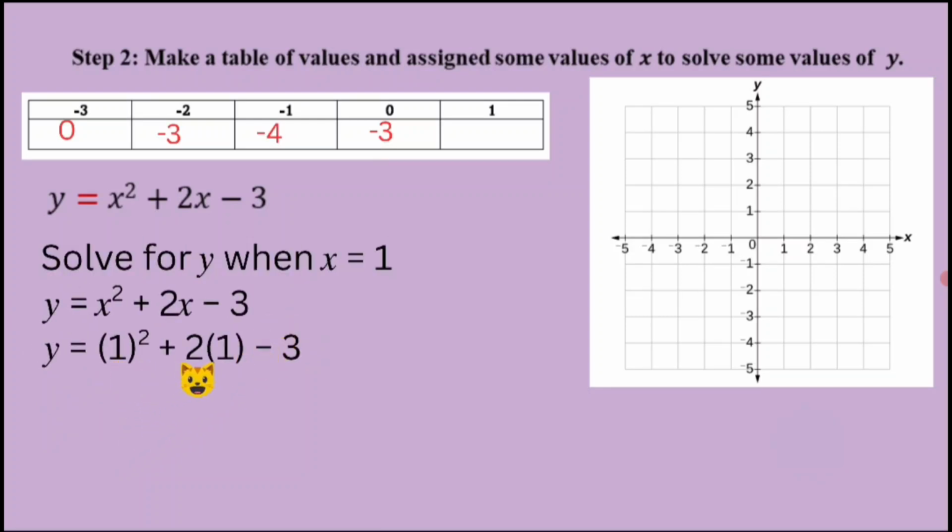Magiging 1 squared plus 2 times 1 minus 3. Solve natin. 1 squared is equal to 1. 2 times 1 equals 2 minus 3. And 1 plus 2 minus 3 equals 0. So, ito na. Nakumpleto na natin yung table of values. The next step is to plot the points.